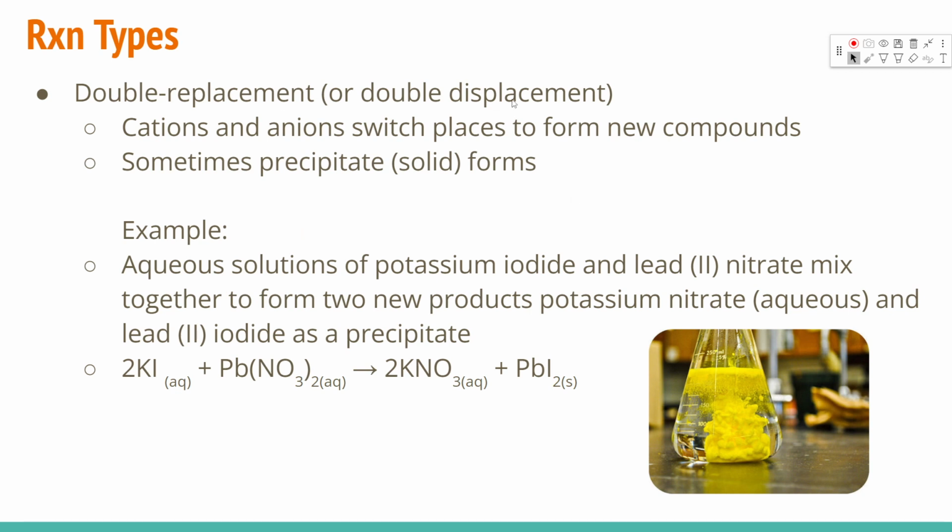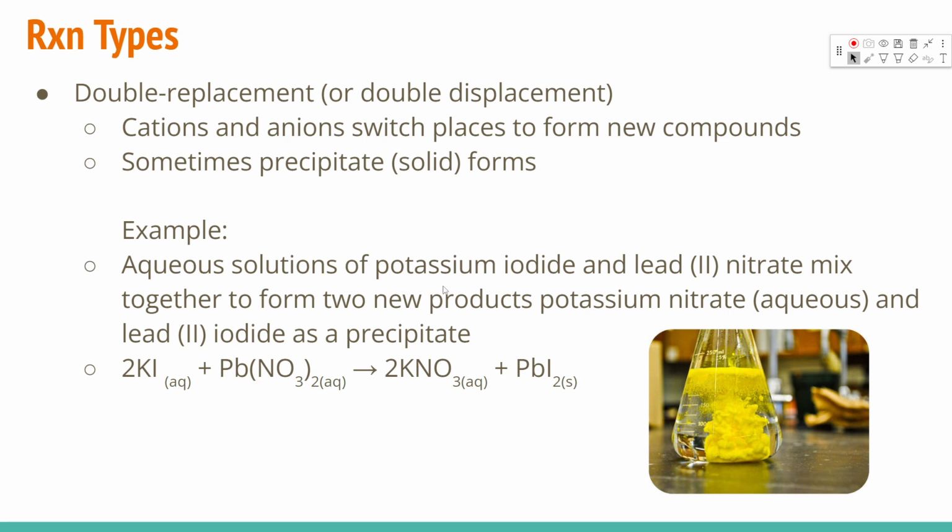Double replacement or double displacement, again, tomato, tomato. Sometimes a precipitate forms, usually it does. We'll talk about that in a future unit, so that'll be later. So we have two solutions. We have potassium iodide and lead 2 nitrate. That's why they're both AQ, because it says aqueous solutions.